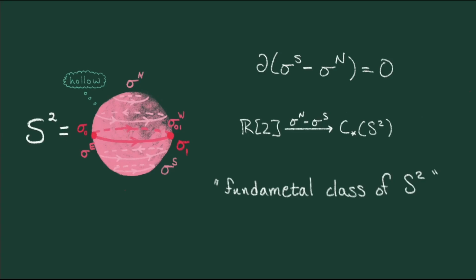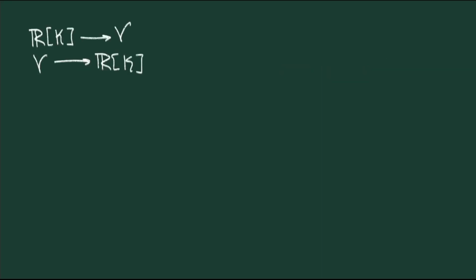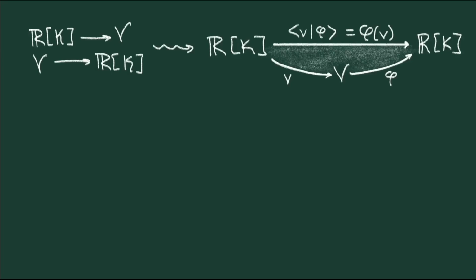I'll now describe one way you can produce ordinary numbers from this theory. The necessary input will be a cycle V and a cocycle phi. We will produce a numerical invariant from this data by pairing the cocycle with the cycle. I'll do so by composing the cycle with the cocycle, obtaining a map from R bracket K to itself. In other words, their composition produces an endomorphism of R bracket K.